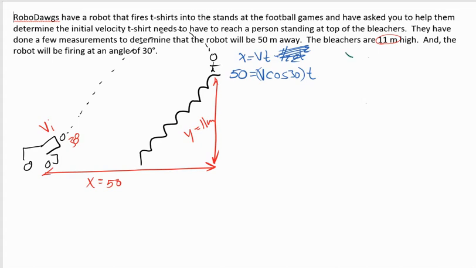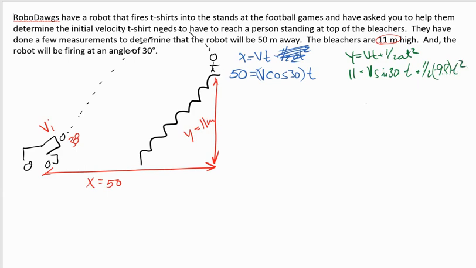Now, that's as far as I can go in the X direction for now, so I'm going to switch over to the Y direction and use the same thing. Y equals V_i T plus 1/2 A T squared. I have a Y displacement of 11. Again, my initial velocity in the Y direction is going to be V times the sine of 30 times T plus 1/2 of a negative 9.8 times T squared.